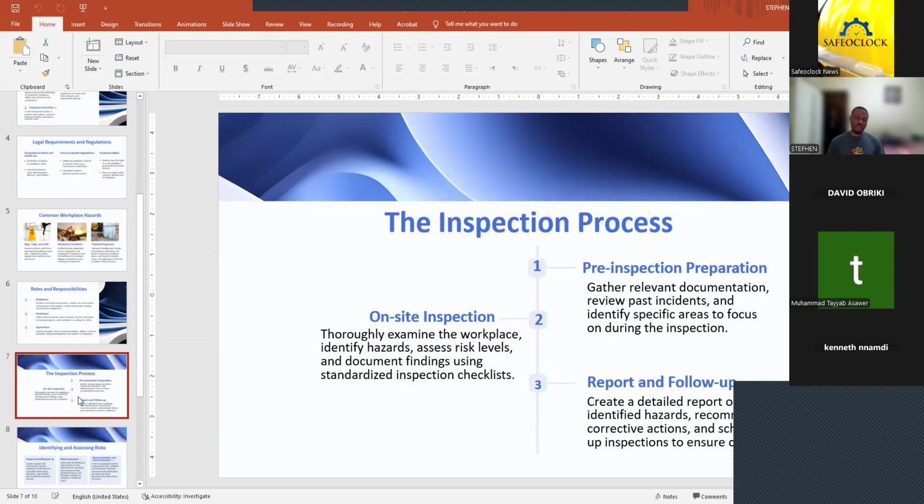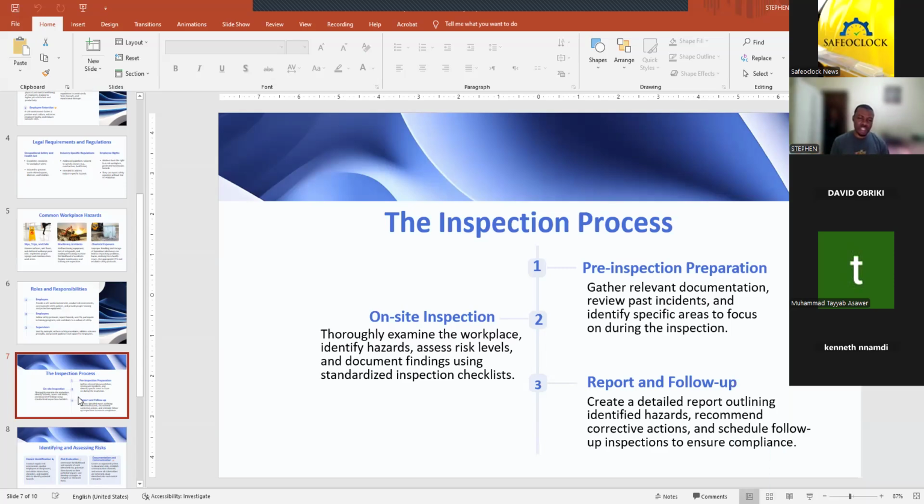With the kind of facility you operate, you should be able to have a well-designed checklist that can be used, because you cannot compare the checklist used in construction to that of a facility, or to that of oil and gas. There's a slight difference, so I think that is very important.